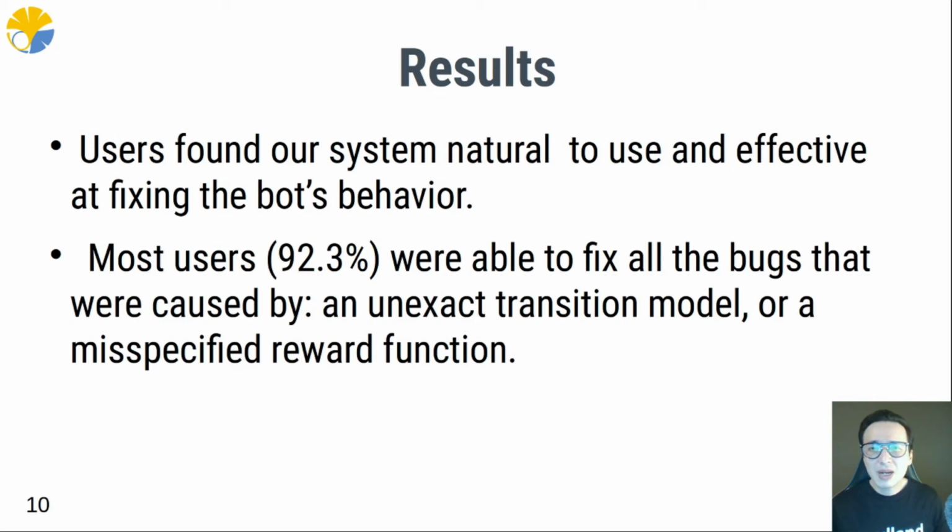To be able to categorize the type of bugs, we ran experiments using reward shaping, and some of these bugs we were able to fix using reward shaping. So we assume that these problems were caused by a misspecified reward function, but the rest of them we couldn't solve, so we categorize them as problems that stem from an inexact transition model. And with our system, we were able to solve both of these types of bugs.